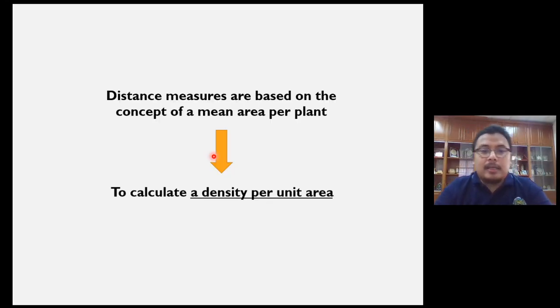And of course, distance measures are based on the concept of mean area per plant. Once you get the distances, you get all the averages, and for each plant you get the average distance from the sampling point to the plant, and finally you can calculate the density per unit area.